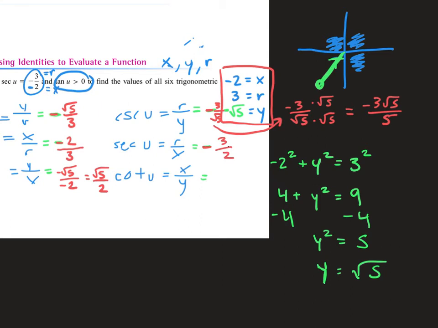And then cotangent. Negative 2 over negative square root of 5. Perfect. So it becomes positive 2 over square root 5. And how can we simplify this? Multiply top and bottom by square root of 5. Awesome.